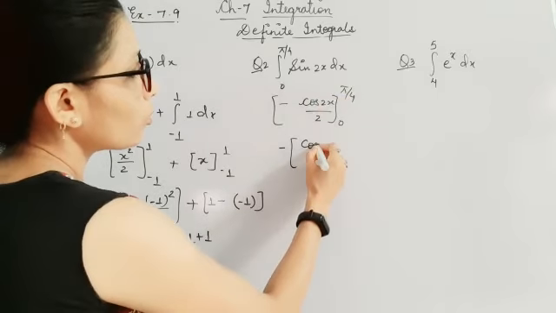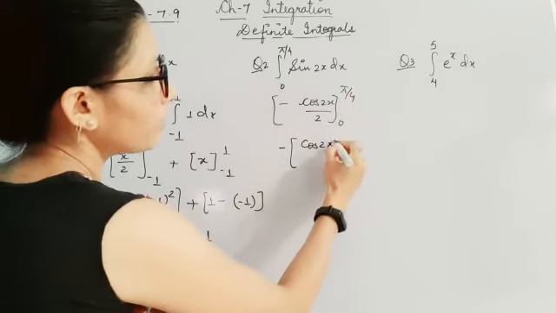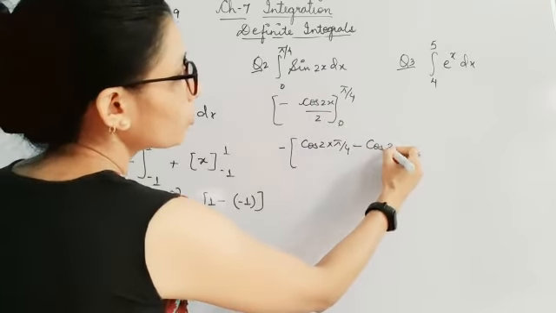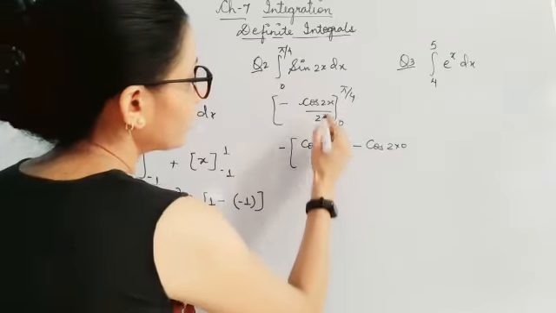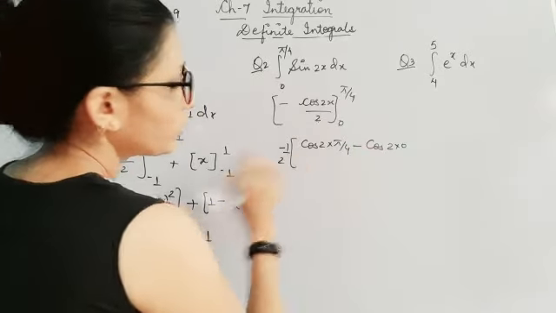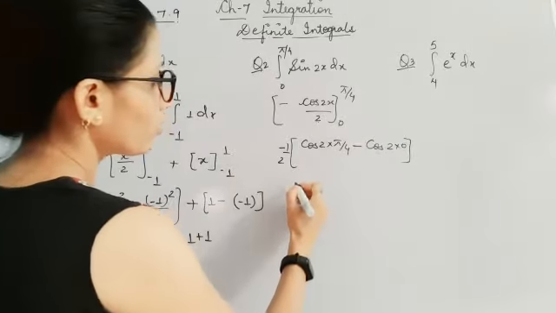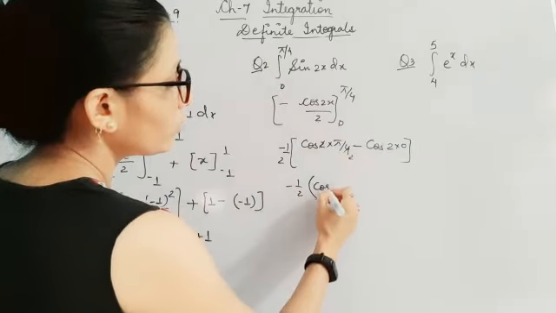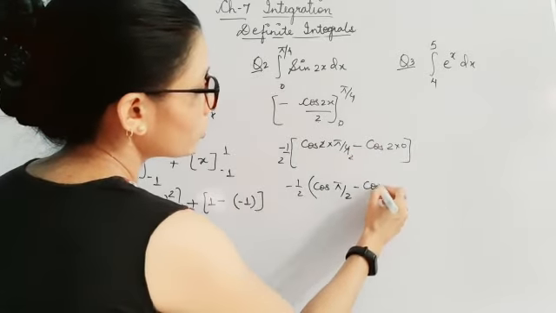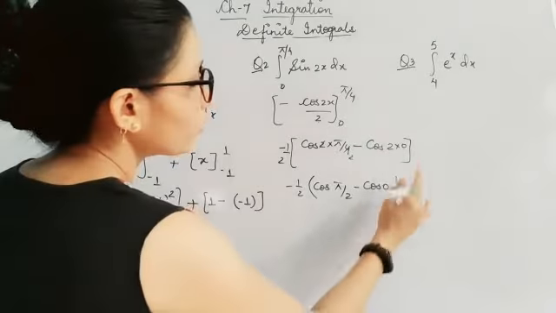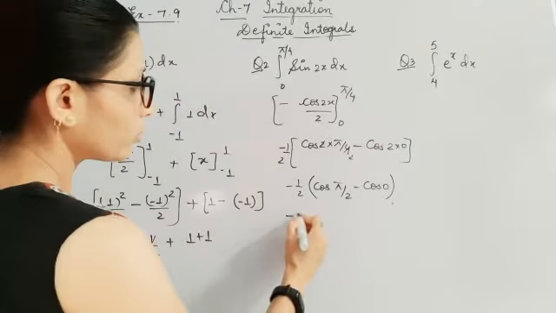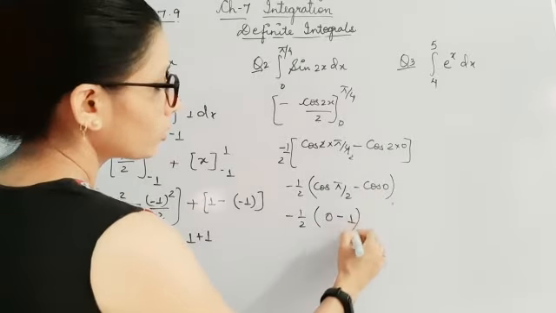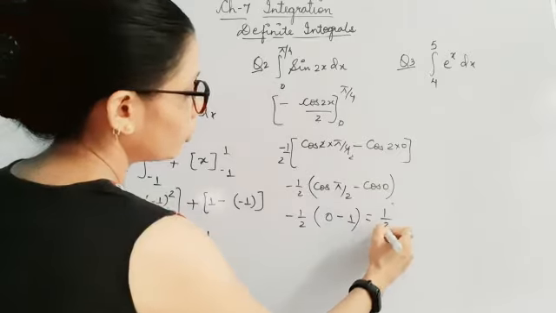So this is cos 2 into x, that means upper limit is pi by 4, minus again you will be putting the lower limit, so cos 2 into 0. This half is a constant, so let's suppose I am taking this half out. Alright, so here I am getting minus half, this is just converted into cos pi by 2 minus cos 0. Now you just write down the values. Cos pi by 2, you know it is 0, minus cos 0 is 1. So you will get it as half, just half.